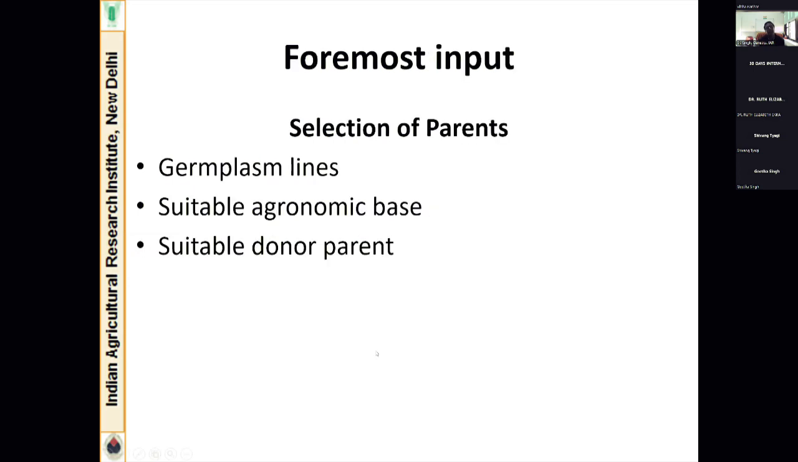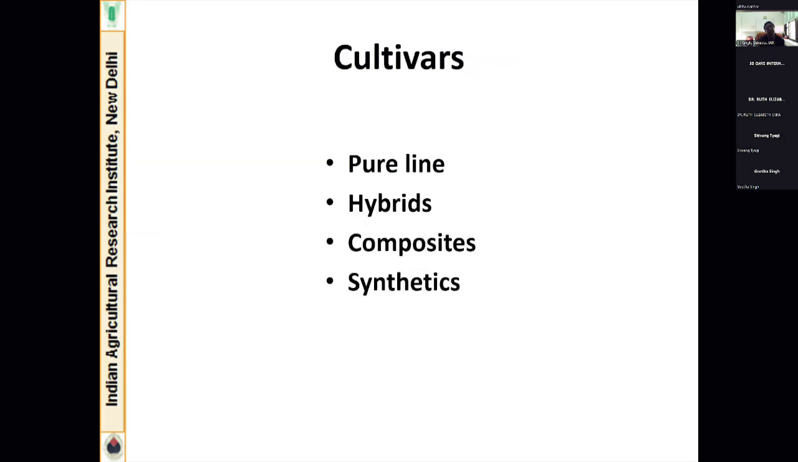So the foremost input is the selection of parents. The parents may be germplasm lines with a suitable agronomic base. There should be a suitable donor parent as a parent. So cultivars may be pure lines, hybrids, composites, and synthetics.